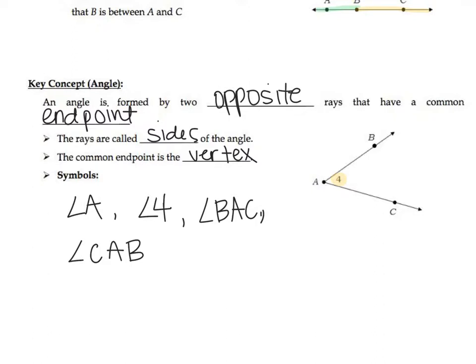And notice that I have this symbol out in front here. This symbol represents an angle. It tells me that I'm talking about an angle, not just a line or 3 points. Similar to how we had symbols for lines and segments and rays, there is a symbol for an angle.